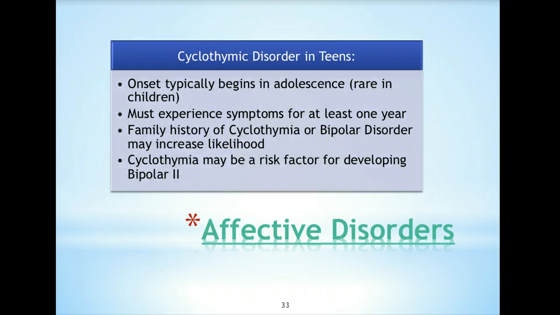Just like the new category of persistent depressive disorder, cyclothymic disorder is sort of like a sub-threshold form of bipolar disorder. In teenagers, these symptoms must be present for a year in order to warrant diagnosis. Like other mood disorders, cyclothymia is rare during childhood, but usually begins to present during adolescence. As an aside, there are no significant changes to cyclothymia in the new DSM.